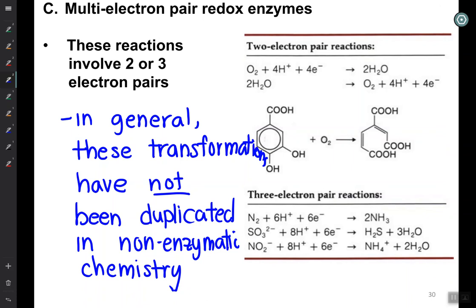Yeah, so synthetic chemists have gotten pretty good. We're able to, in some cases, mimic the biological reactions using a synthetic system. But because of how complex these multi-electron enzymes are and the complexity of the reactions, we've not been able to, in many of these cases, reproduce the same reaction under similar conditions. So here are the 2-electron processes that we've talked about: O2 reduction, catalase oxidation. 3-electron pair reactions, so a total of 6 electrons, include nitrogen reduction, sulfate reduction or formation of H2S, and N2O reduction to ammonia.